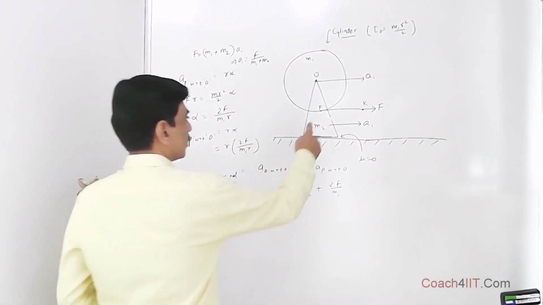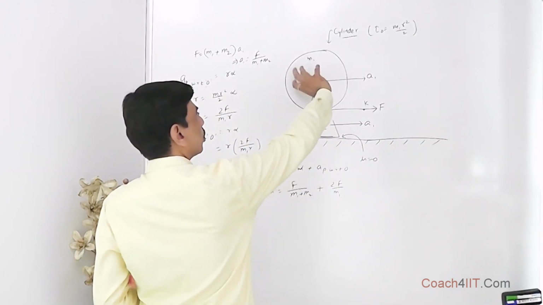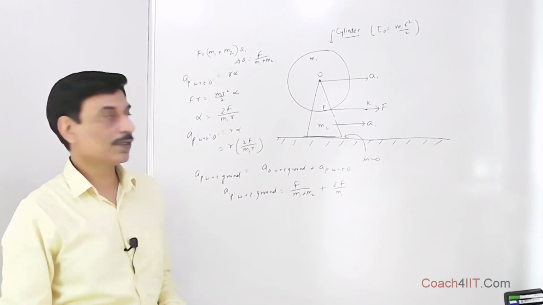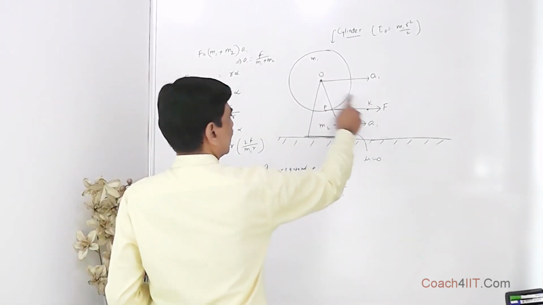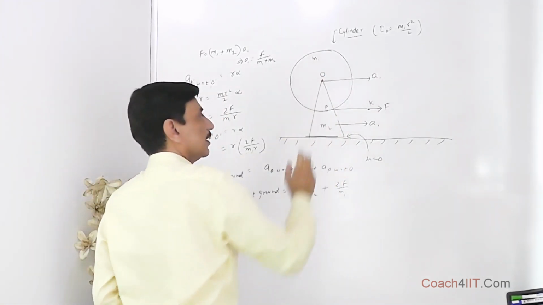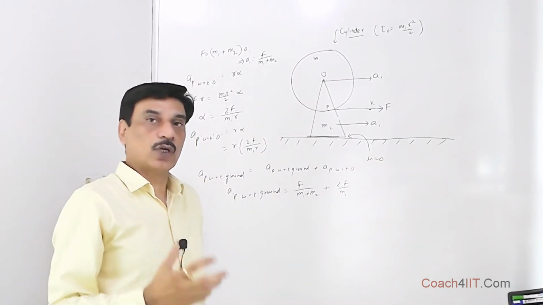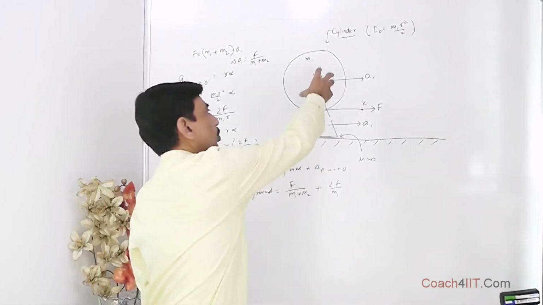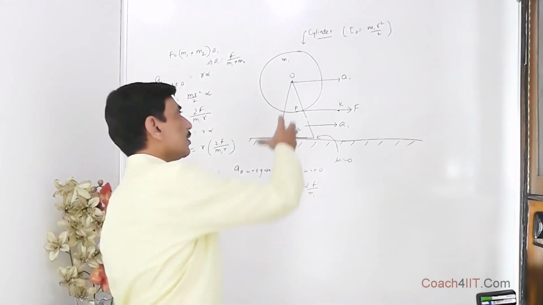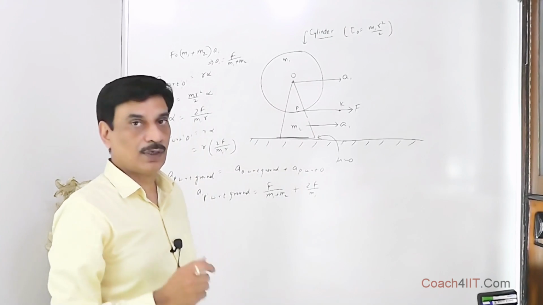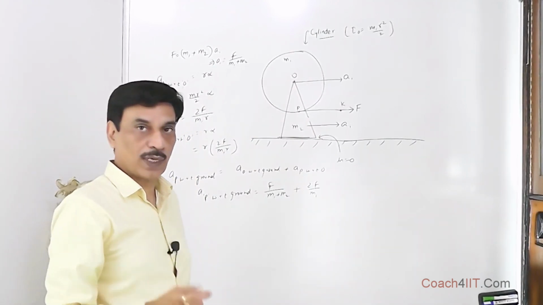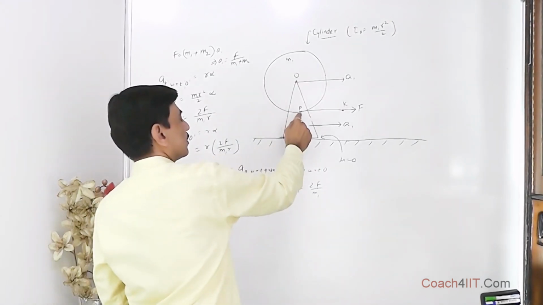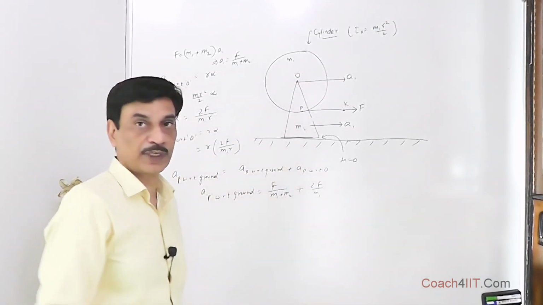Now because this force is being applied and this is free to rotate about this axis, this will also rotate. This is also going to have some alpha because there is going to be some torque. Force is there, this distance is there, so there is a torque. Torque is equal to I alpha, so it is going to have some alpha. And tangential acceleration A tangential is equal to r alpha, so this point is going to have some tangential acceleration.